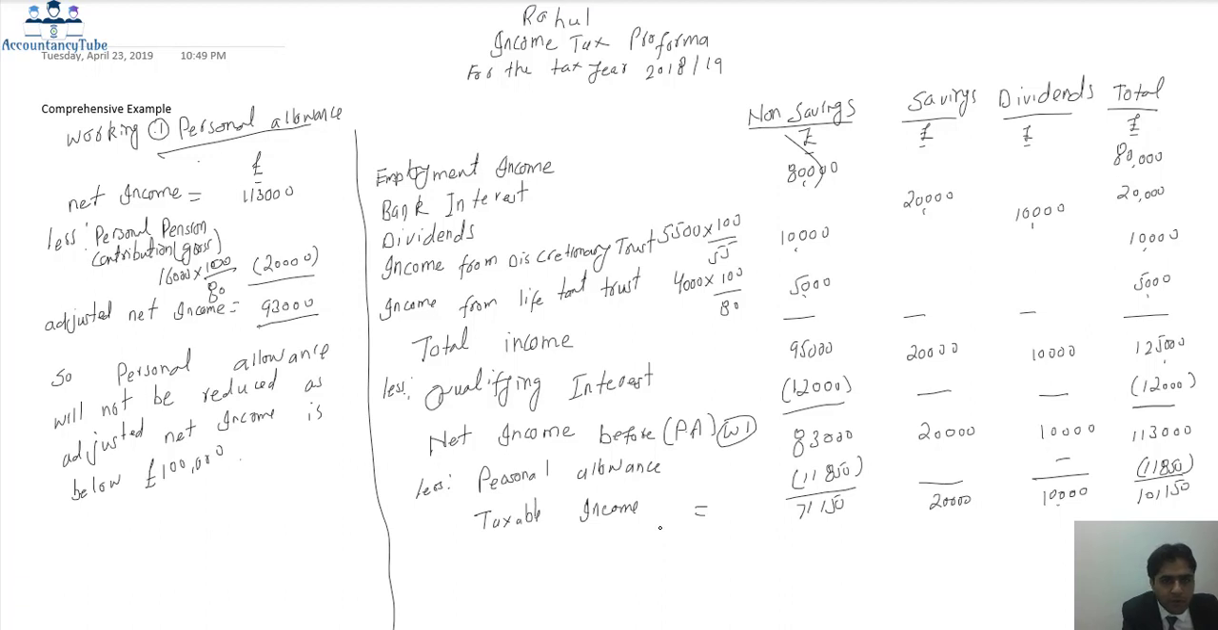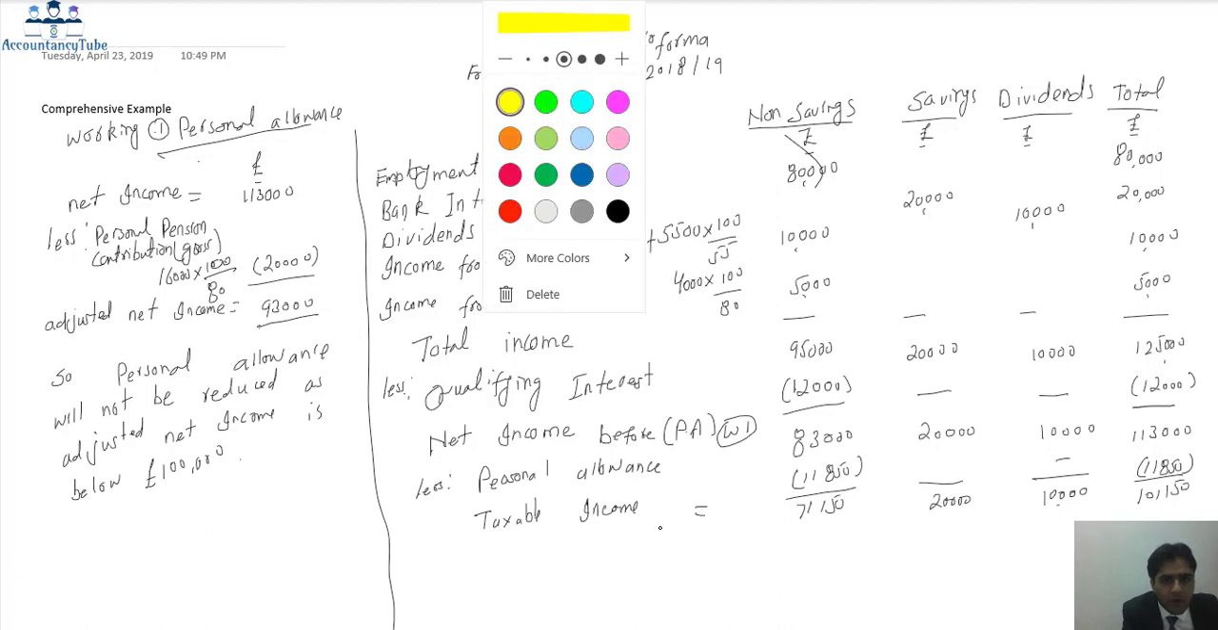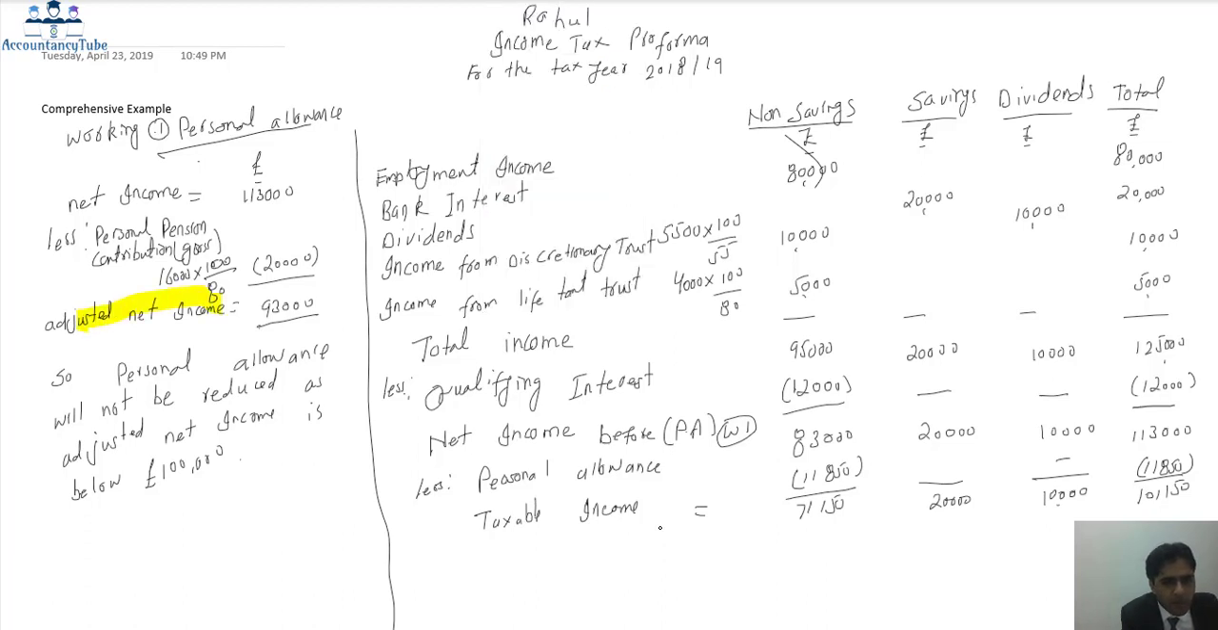Where is our adjusted net income? Let me highlight it for you. Our adjusted net income is given to us now. As you know, this one is our adjusted net income. Here, this one. Okay, so adjusted net income is already calculated, and it will also help. This figure will also help us determine how much the child benefit income tax charge will be.